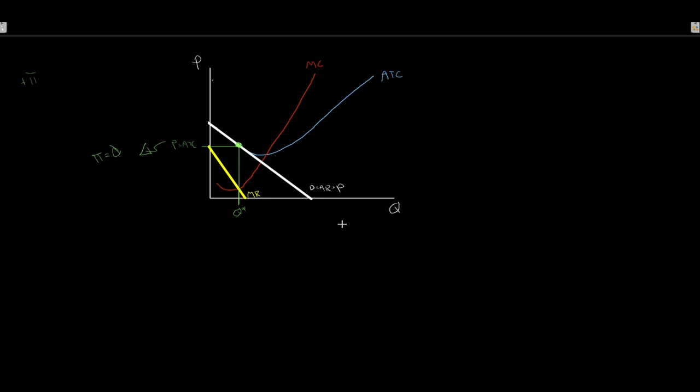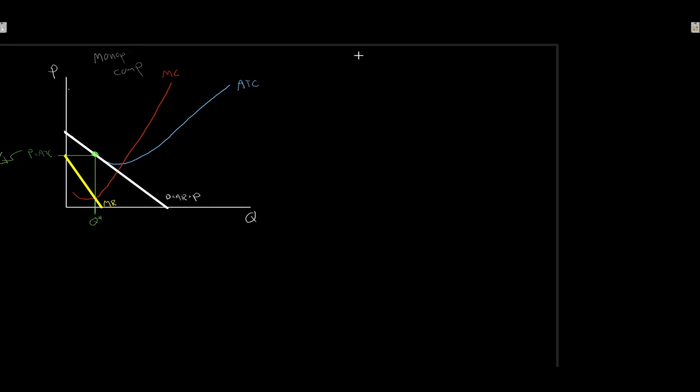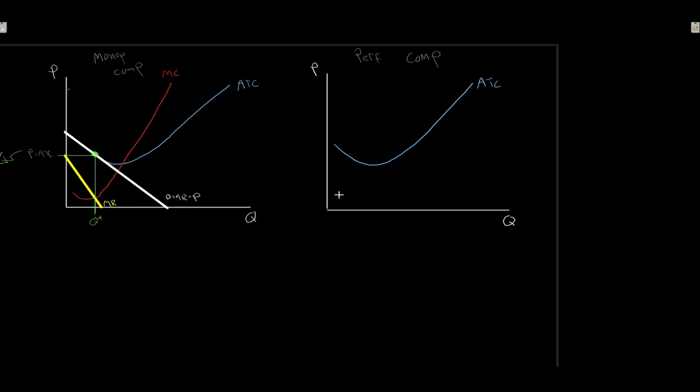So let's compare and contrast where we're earning zero profit for a representative firm in a monopolistically competitive market versus the same kind of case, zero profit in a perfectly competitive market. So again, price on the vertical, quantity on the horizontal. We'll do this again with just our average total cost and our marginal cost.